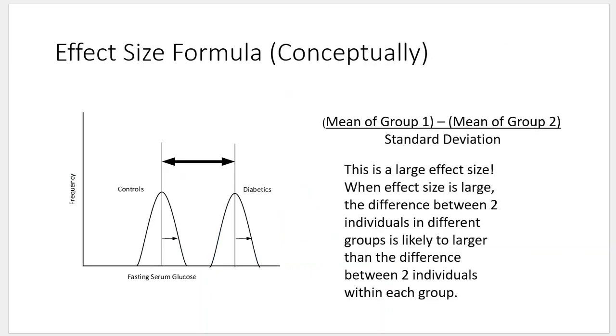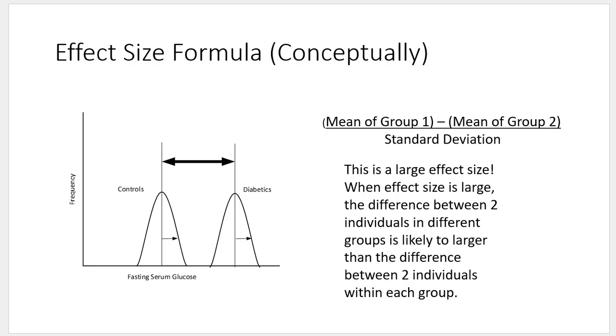So let's think about the effect size conceptually. So let's say we have two populations, controls and diabetics, untreated diabetics, and we come in and we measure their fasting serum glucose. It will come as no surprise to you that the controls will have a glucose of around 90 to 100 and a very tight standard deviation, whereas the untreated diabetics are probably going to have a much higher glucose, but also a fairly tight standard deviation.